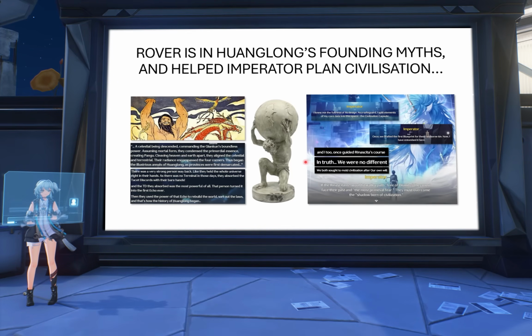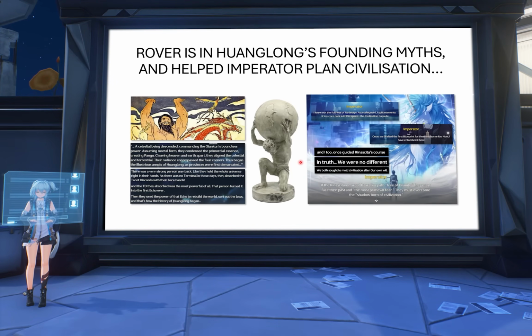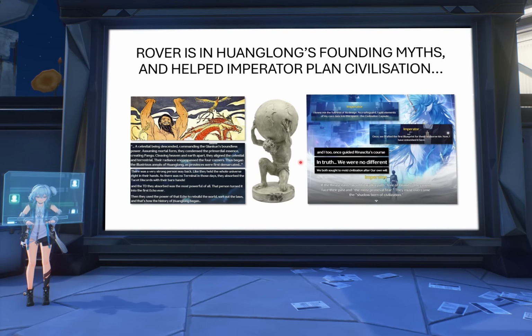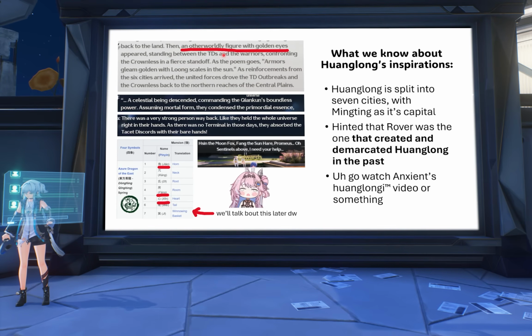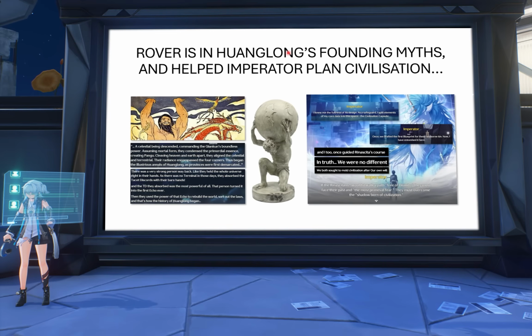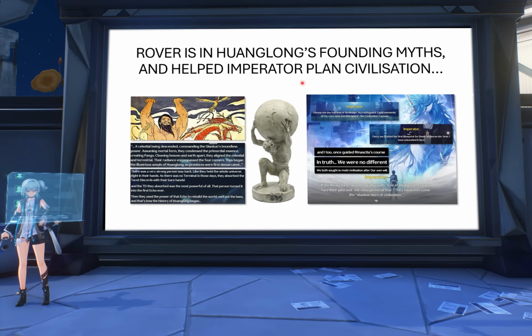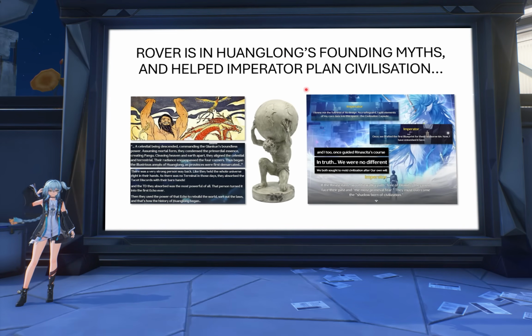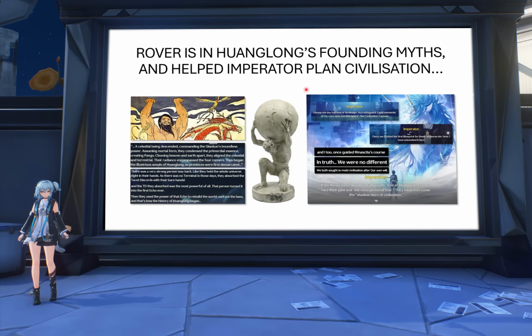First things first, we talk a little bit about Huanglong's founding myths, right? As we said before, Rover is very heavily inferred to be the figure that planned and demarcated Huanglong. We see, for example, here, an otherworldly figure with golden eyes, and Rover, through the words of Imperator, has been confirmed as working with the Sentinels to plan and basically give birth to civilization, as you can see here.